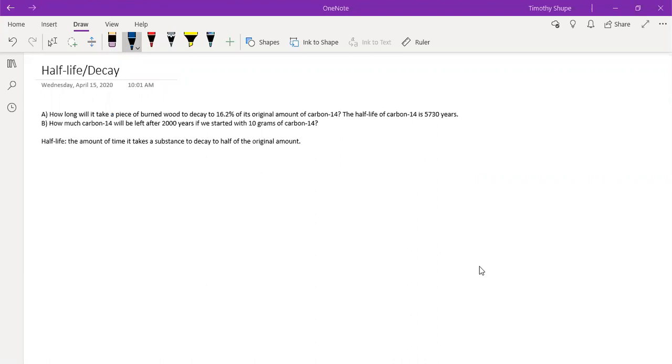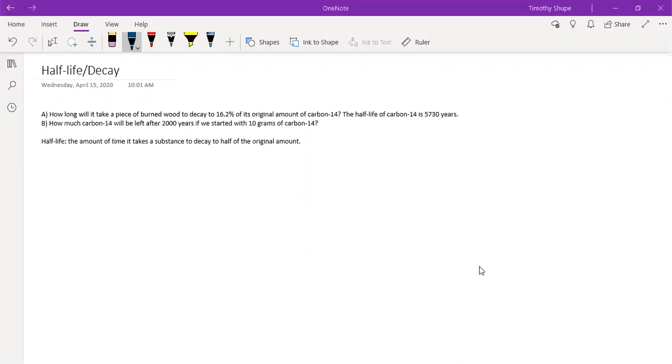So what we want to do here is figure out how long it will take a piece of burned wood to decay to 16.2% of its original amount of carbon-14. This is how people carbon date things so that they know how old they are. We can assume that the carbon-14 has a half-life of 5,730 years, which means after 5,730 years, it's going to have half the amount of carbon-14 that it did before that. And then after that long again, it'll have half as much again, and it will continue to decay.